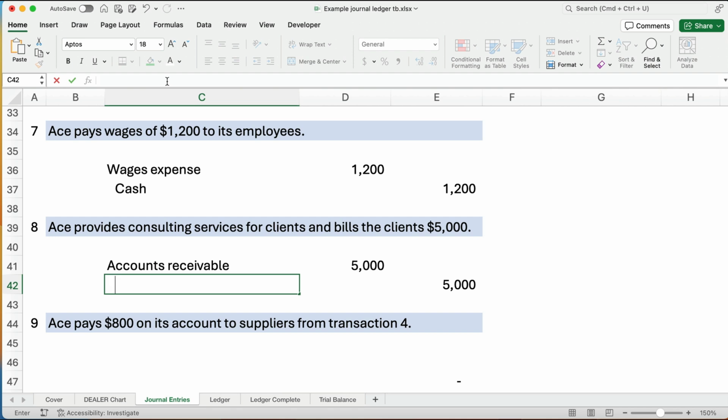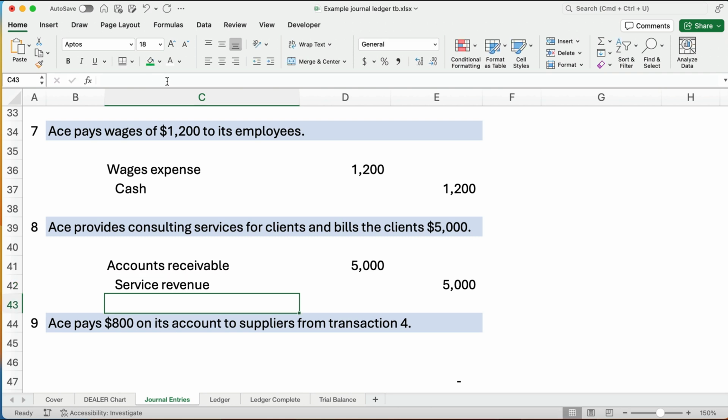And then we have service revenue because we did the work. Revenue, by definition in accounting, is anytime you sell a product or service and you receive an asset. So we sold a service, we received an asset called accounts receivable.